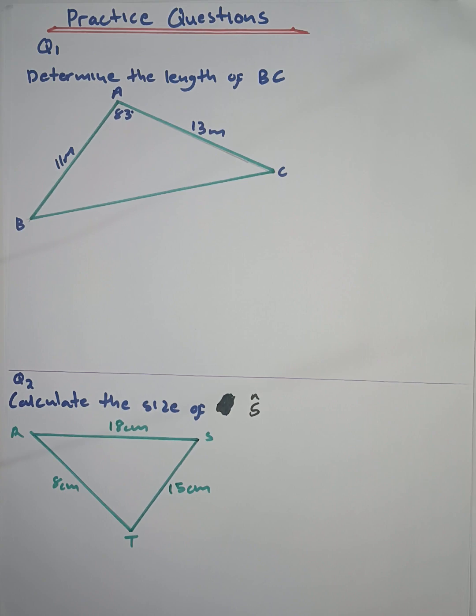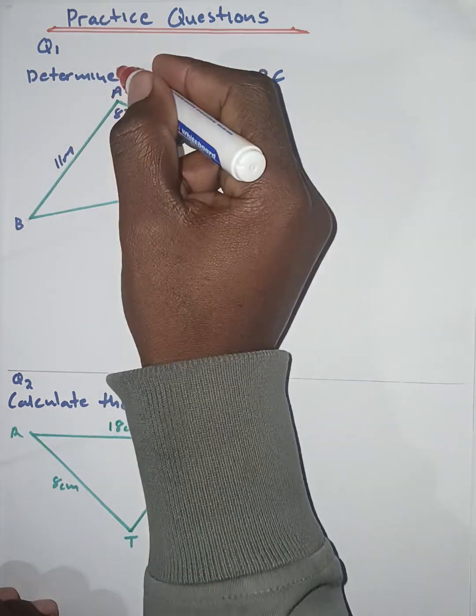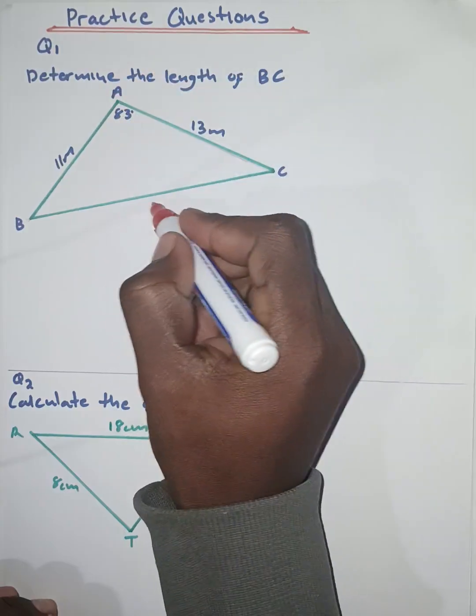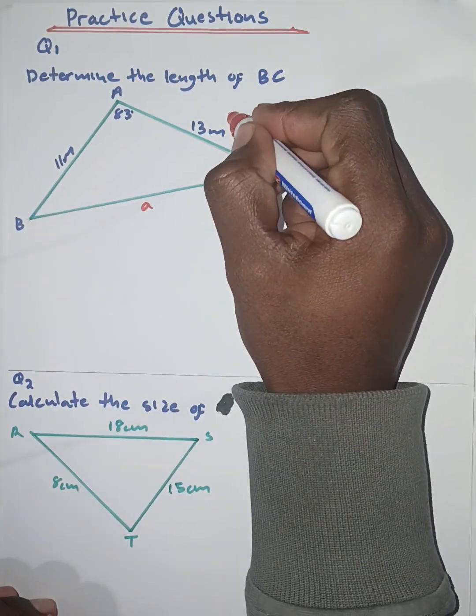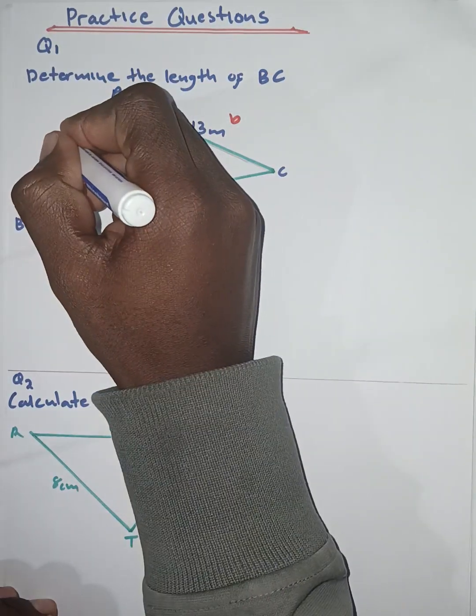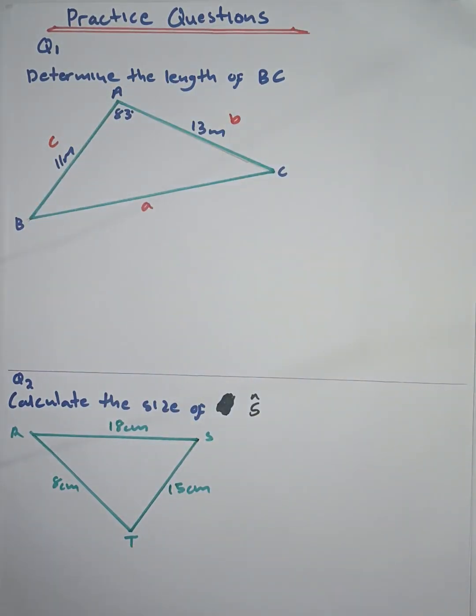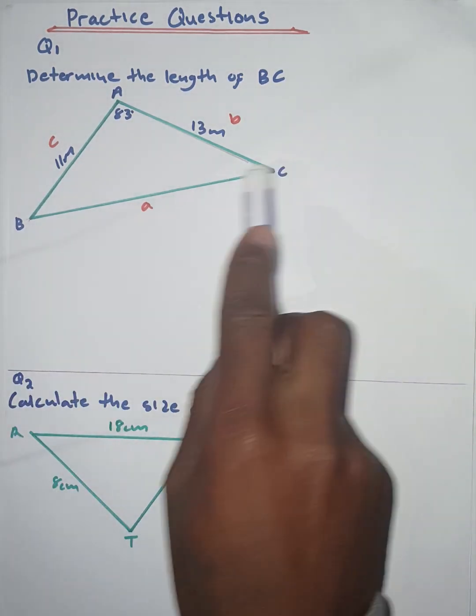So the first question, they say determine the length of BC. Now again, the first thing that I love to do every time is to label my sides. So if that's angle A, this side would be a small letter a, this would be a small letter b, and that would be small letter c. That actually makes things easier for me every time. So they say determine the length of BC. So BC would be that length there.